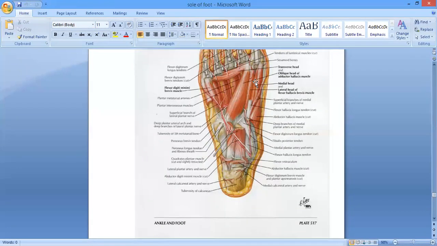शाबाश. So इसका action क्या होगा जी? This muscle is going to cross this joint that is called the first metatarsophalangeal joint. तो क्या करेगा? It causes the flexion of the proximal phalanx of the big toe at the metatarsophalangeal joint. Or you can simply say the flexion at the metatarsophalangeal joint of the big toe. Is it clear?